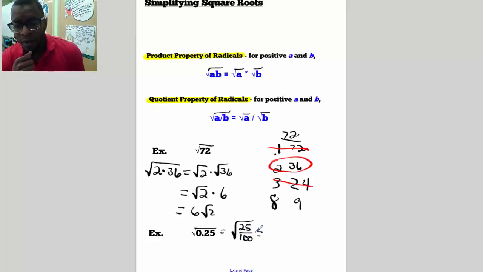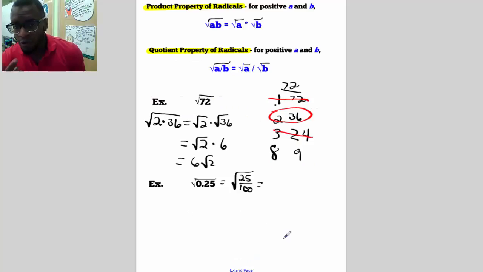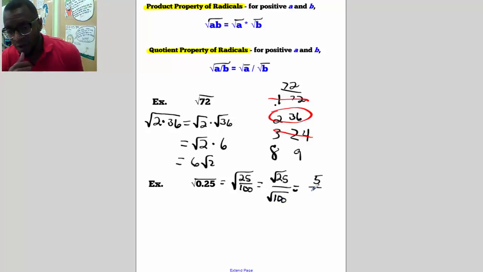And now by my quotient property of radicals, I know that I can separate this into two separate radicals. So I'm going to have the radical 25 divided by radical 100. And we know that radical 25 is 5, and radical 100, or the square root of 100, is 10. And so we can simplify this to 5 over 10, which simplifies to 1/2.